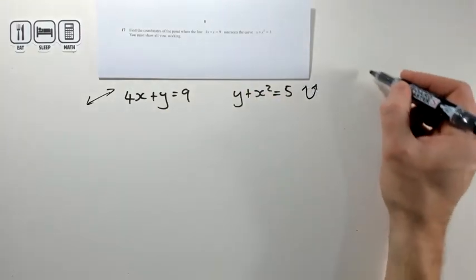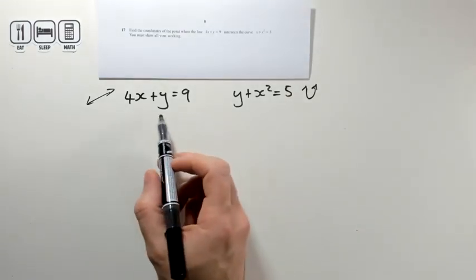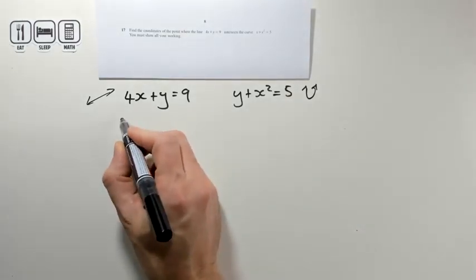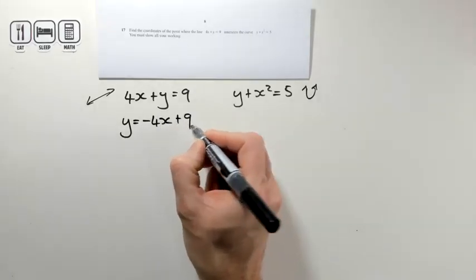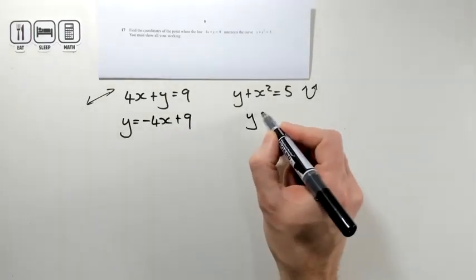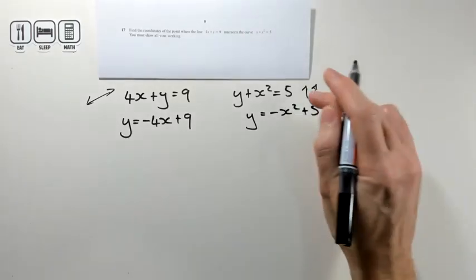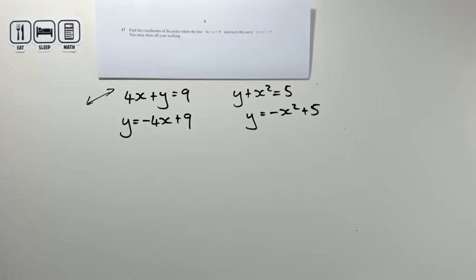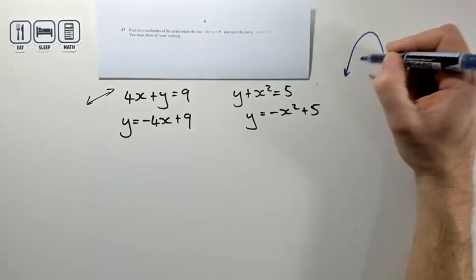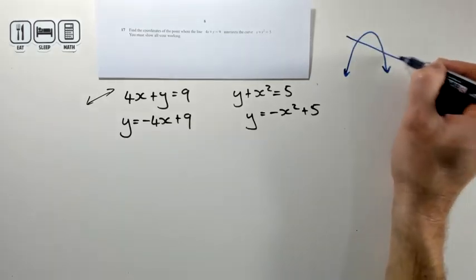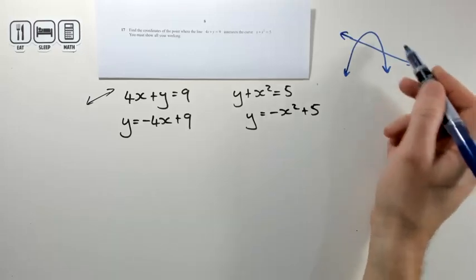I want to get this in standard form first. So let's say y is equal to negative 4x plus 9. And this one is going to be y is equal to negative x squared plus 5. So we actually have a negative parabola. Yeah, I would have gotten this all wrong. Okay, so the parabola is unhappy, and so is the line. Okay, so this is kind of what's happening.